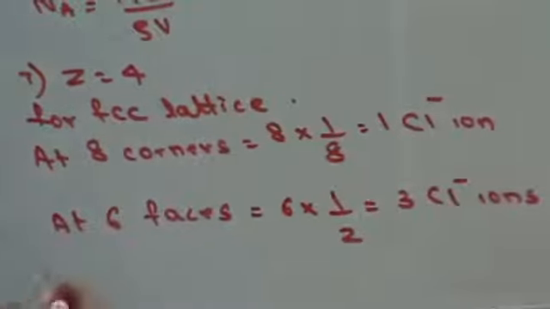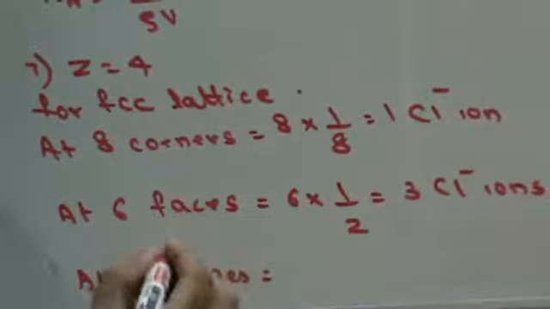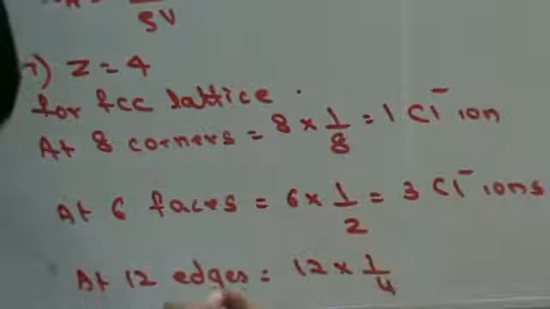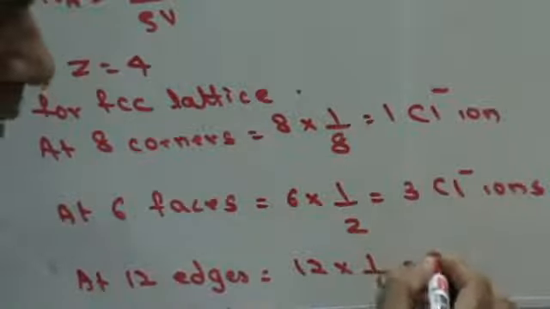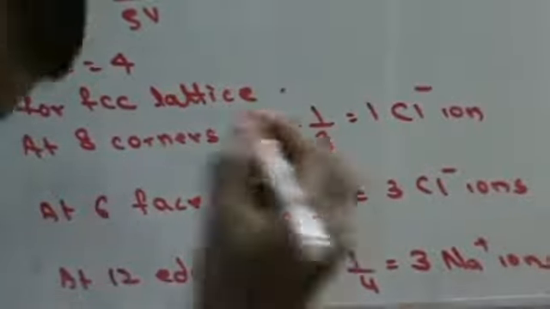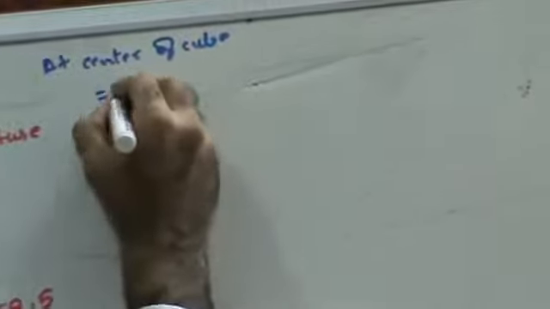and at 12 edges, it is going to be nothing but 12 into 1 by 4. That is 3 sodium ions. Right? At the center of the cube, there is going to be only 1 sodium ion.